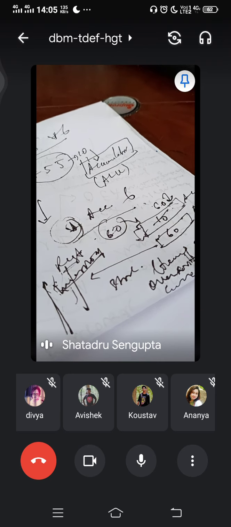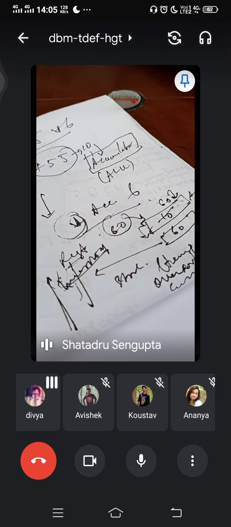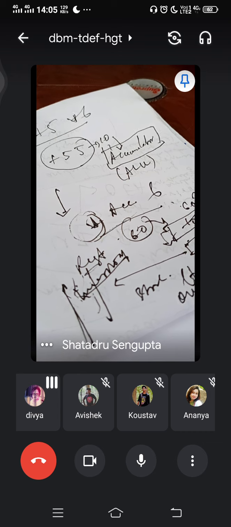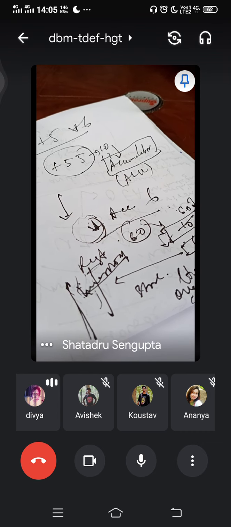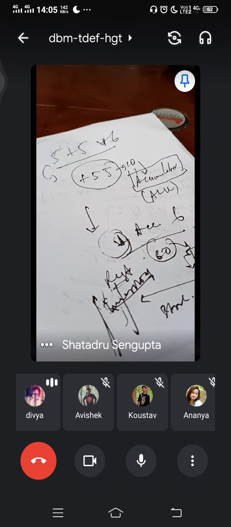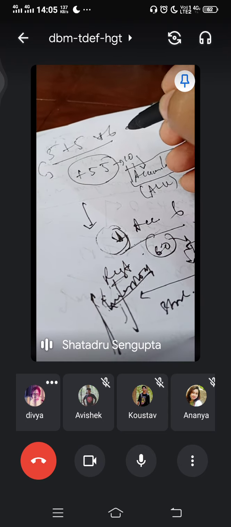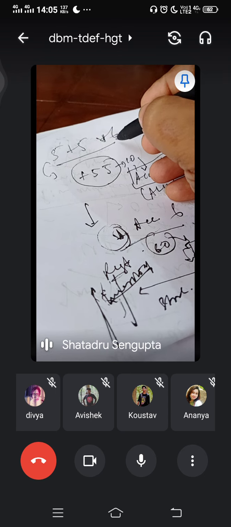Make it clear a bit, please. Precedence and associativity, as in? No, no, no. So that is up to you. I mean, how you arrange it, that is up to you.